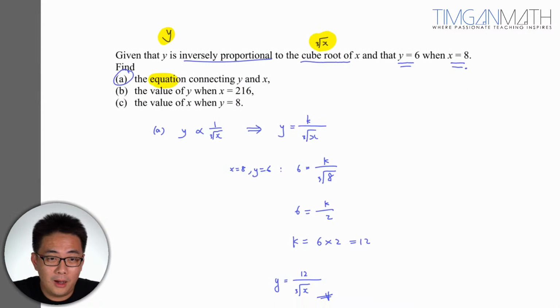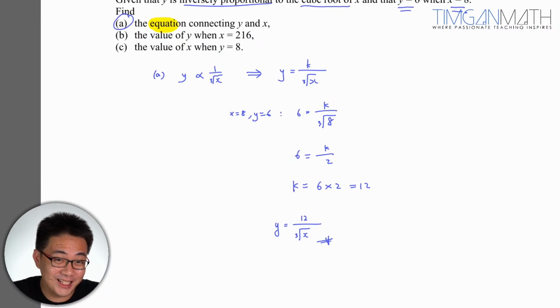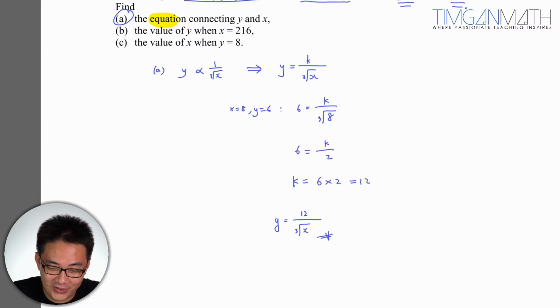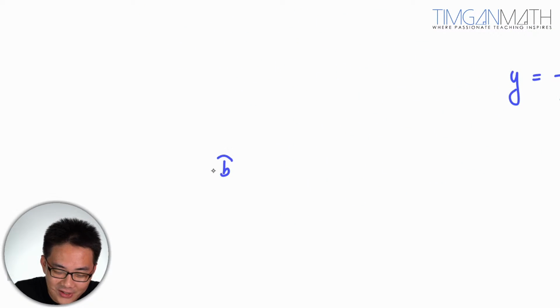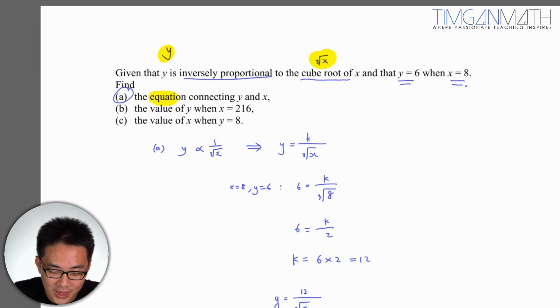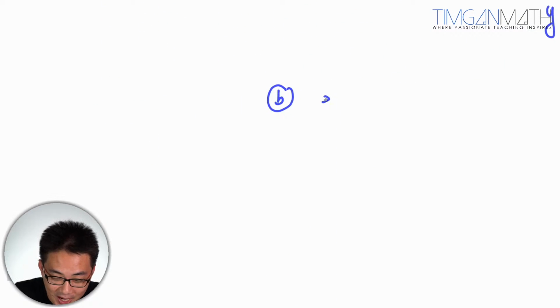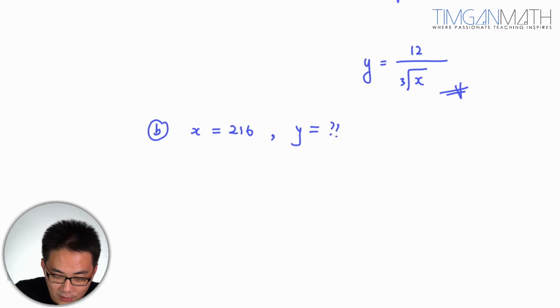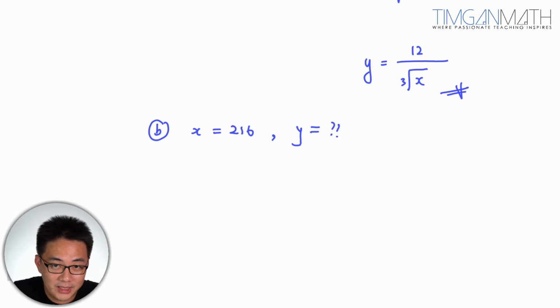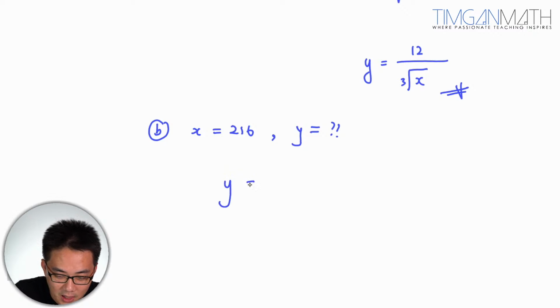Done. Find the value of y when x is 216. So for B, once you have already done the equation, then everything will be quite straightforward. So x is equal to 216, right? The question now is, what is my y? It's quite straightforward. We're just going to replace it into this equation here. That's y equals 12 over cube root of 216. Now the cube root of 216 will be 6, I believe. But you can key it into the calculator.